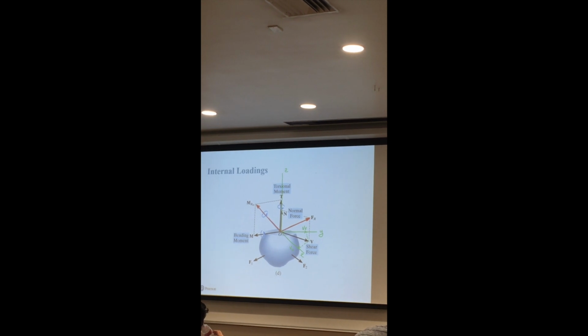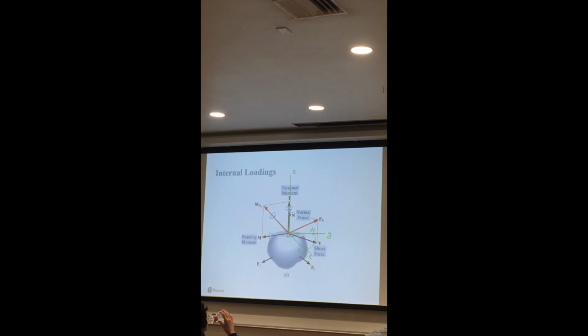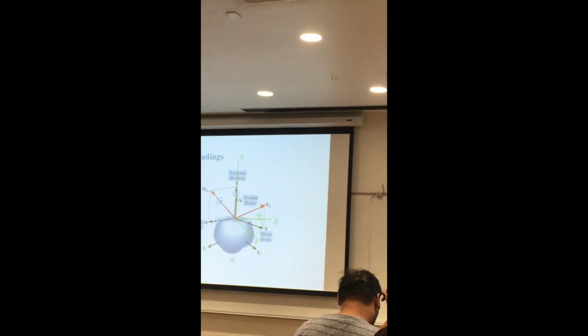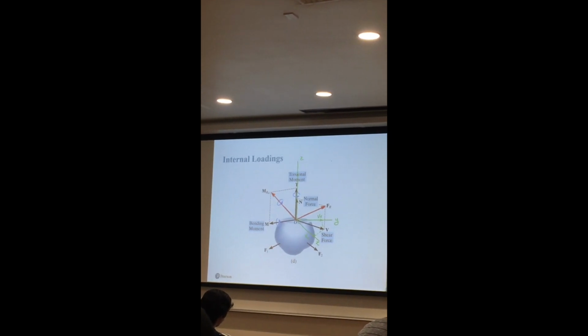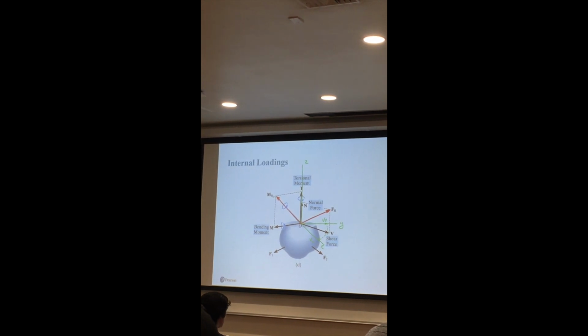We make the cut on the XY plane, and the normal is Z, correct? So that component is called T. The component that is tangent to this plane XY, we call it bending moment. So far, so good? Yeah. Okay. So then the question is, why is it normal? Why is it applying normal force, right?